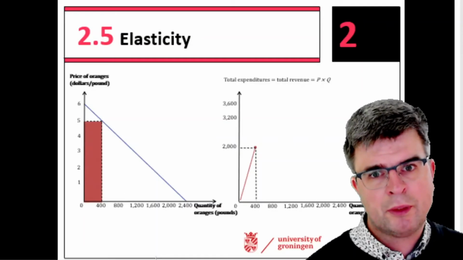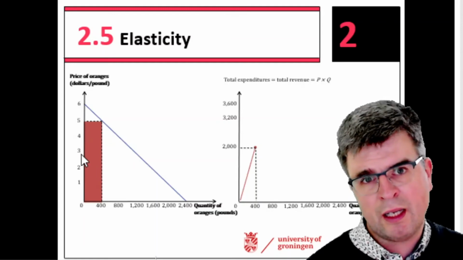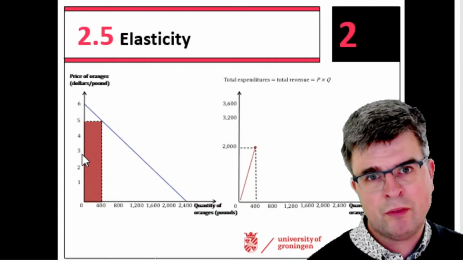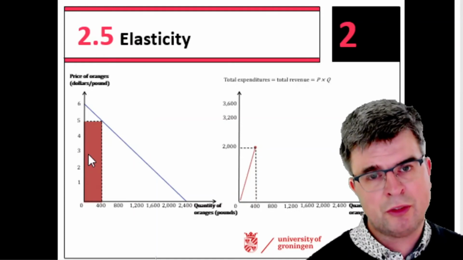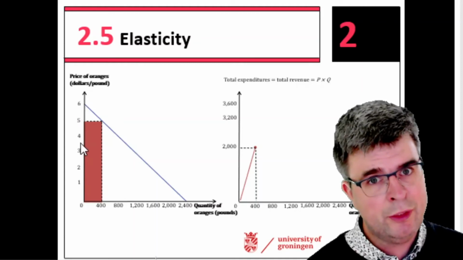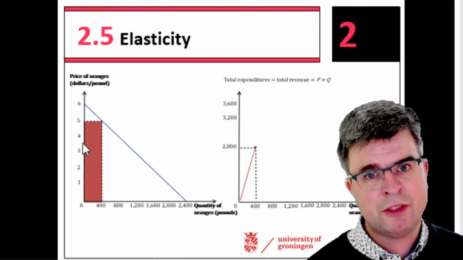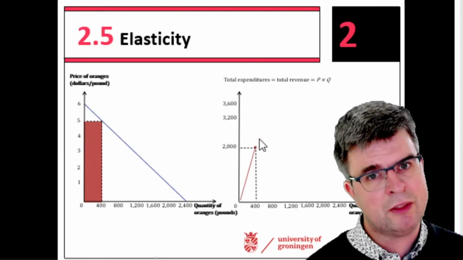Now remember that we're at the part of the demand curve where demand is elastic, which means that if you increase price, then it will lead to a reduction in expenditures. But here we consider the situation where we decrease price. So a decrease in price is associated with an increase in expenditures.